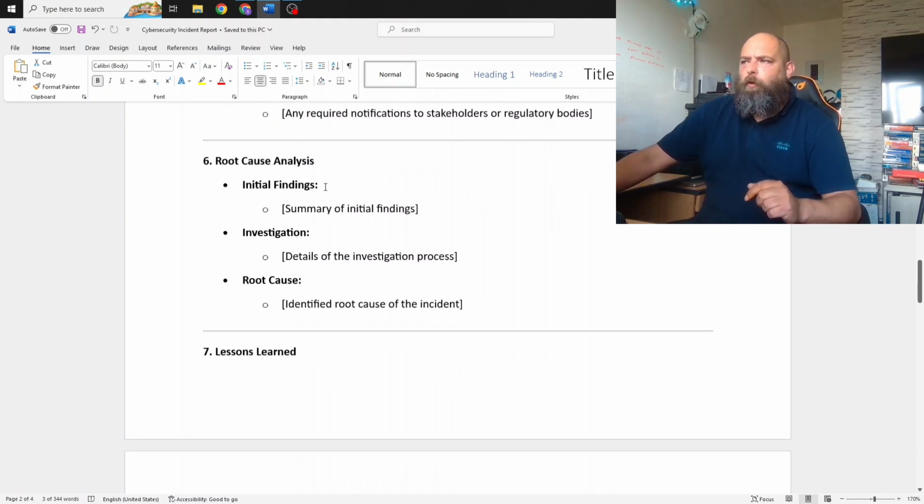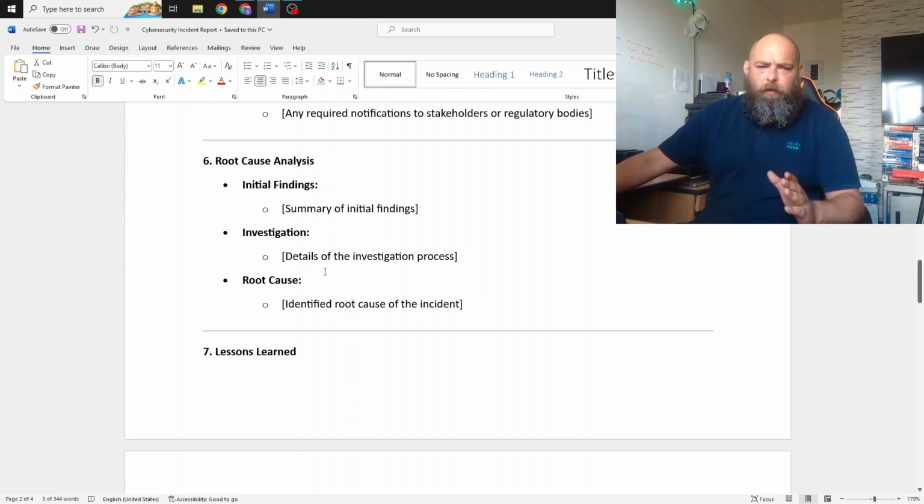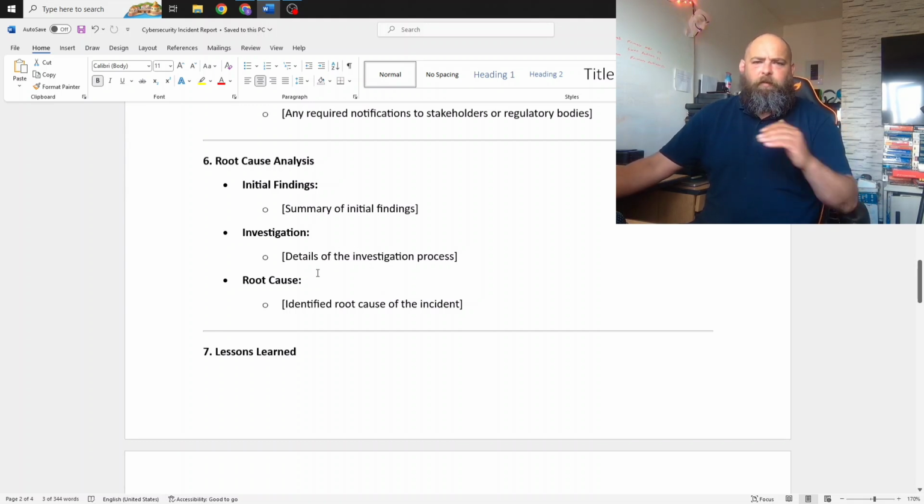Then of course we have root cause analysis, so the initial findings. We would have a summary of that. So all of our previous aspects that we've looked at would be summarised in our initial findings, along with details of the investigation process, whether or not law enforcement was involved and whether or not PACE notes were needed. All of that would indeed be included, or whether or not it's an internal investigation, such as somebody like myself would look at. Next up we have the root cause, to identify the root cause of the incident.